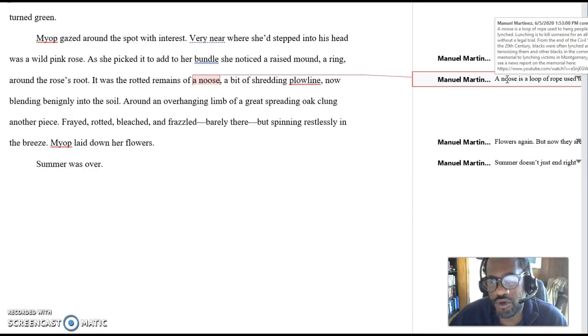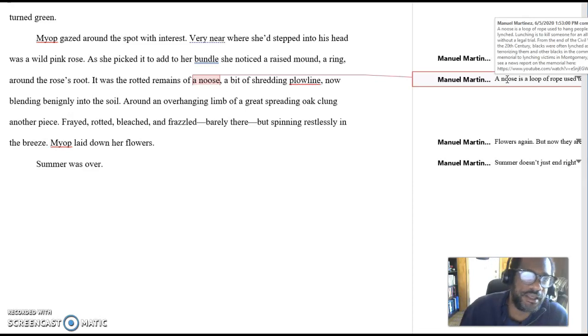And so you see that I've got a pretty long comment here. In fact, in the folder, I have 2 videos that you can watch about lynching. I said a noose is a long rope used to hang people, and I said this man had been lynched. Sorry, I have a typo there. It says lynching is to kill someone for an alleged offense without a legal trial. From the end of the Civil War and well into the 20th century, blacks were often lynched as a way of terrorizing them and other blacks in the community. And there's a memorial to lynching victims in Montgomery, Alabama. So you've got those 2 videos that you can look at.